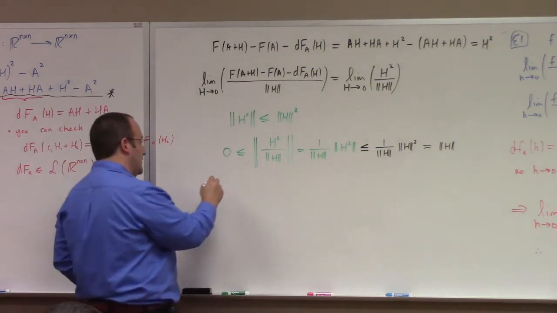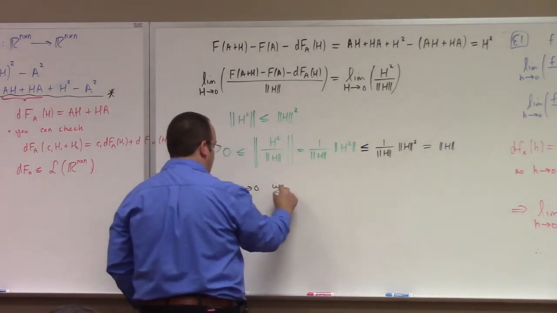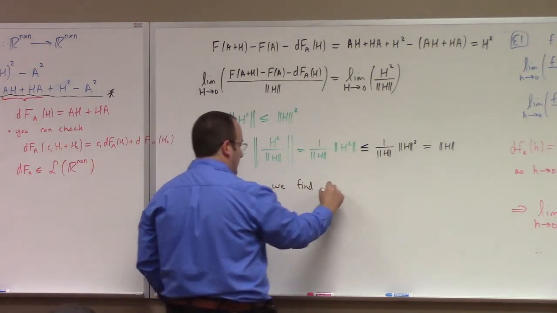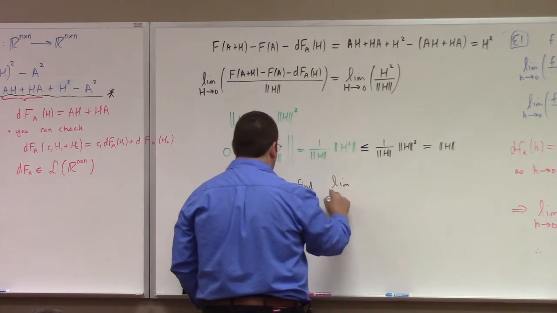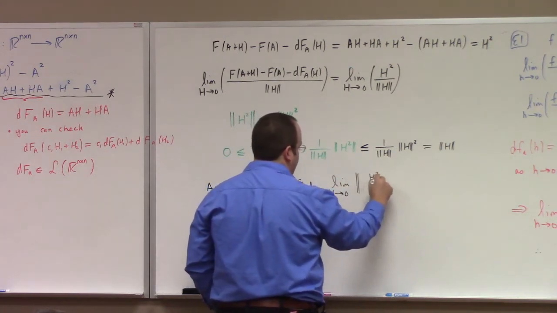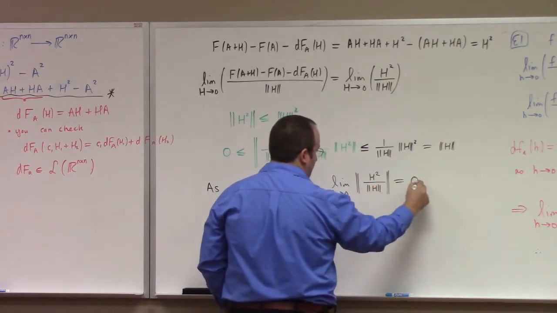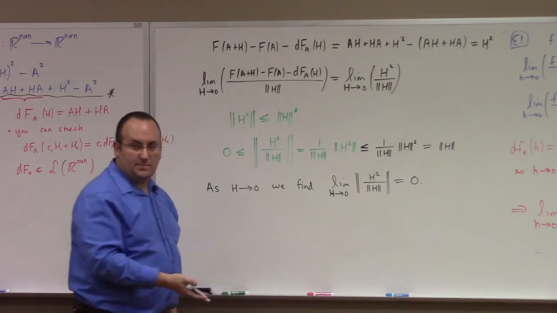So as h goes to 0, we find the limit as h goes to 0 of the norm of h squared divided by the norm of h is equal to 0 by the squeeze theorem.